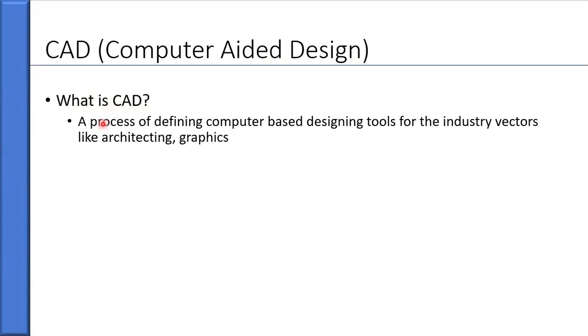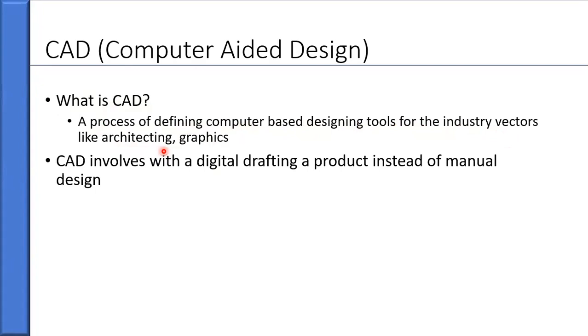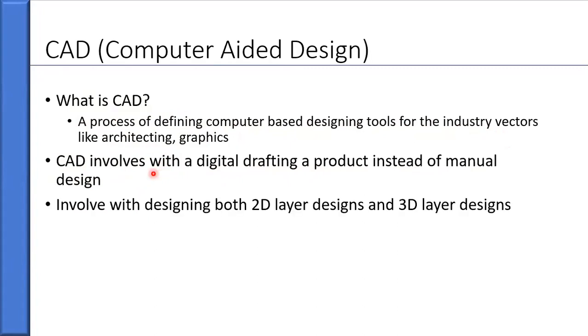Now, another easy component that I'm speaking about here, CAD, or computer aided design. So what's CAD? A process of defining computer based design tools for industry vectors like architecture and graphics and many other things. So CAD involves digital drafting of a product instead of a manual design. CAD is mainly involved with drafting. It is involved with designing both 2D layers and 3D layers.